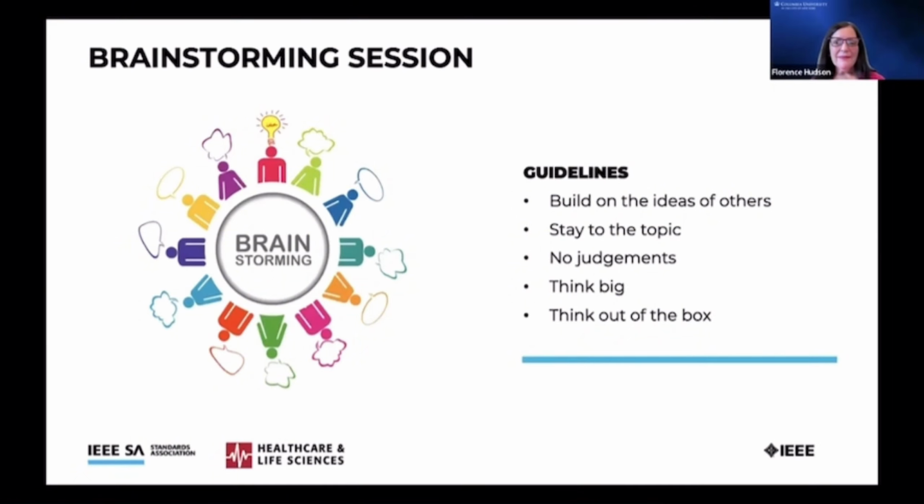We really need to state a topic because we have about 45 minutes and we're going to do pretty much 2 brainstorming boards. One is going to be on interoperability and one's going to be on security and privacy, which we all know already from the polling results are the 2 biggest areas of concern. There's no judgments here. Like I said, if it's an outlier or wild idea, I think we encourage more of that. And think big, right?